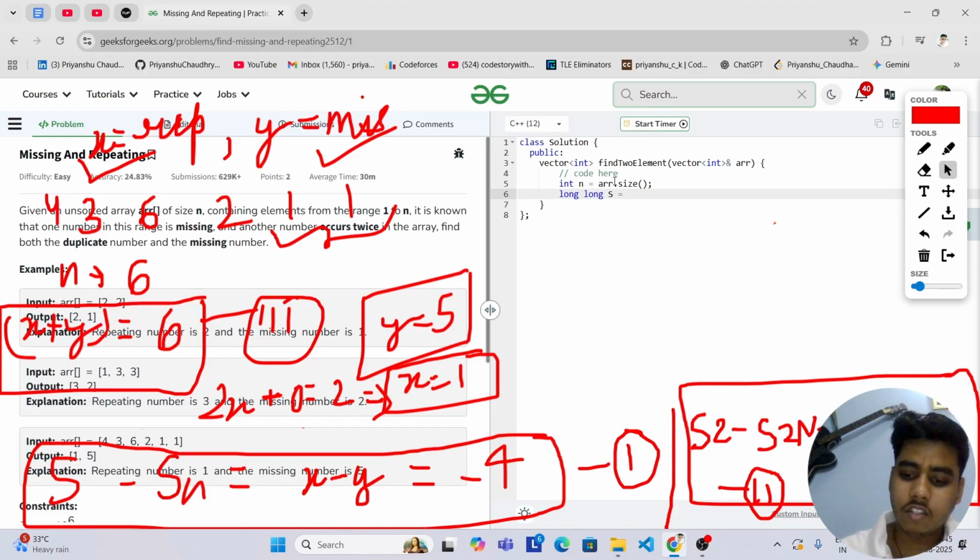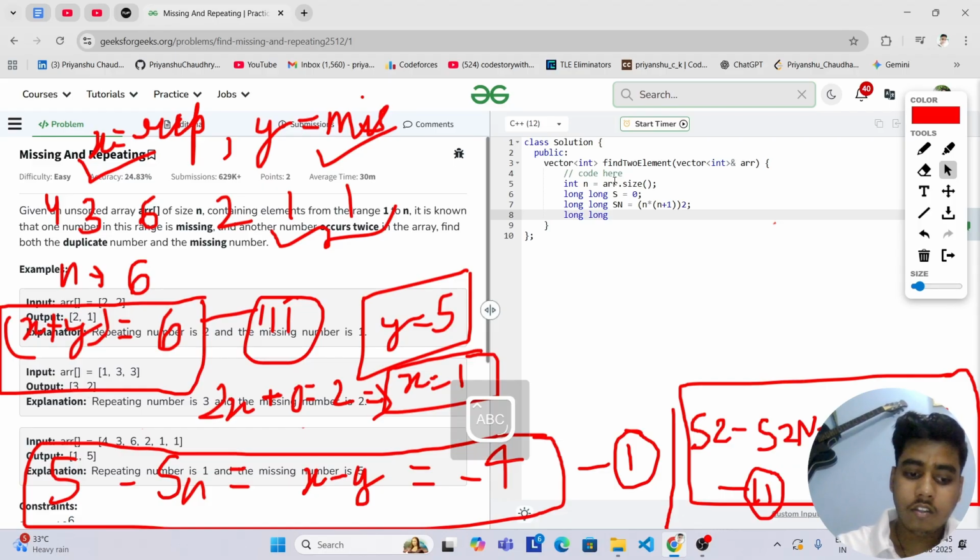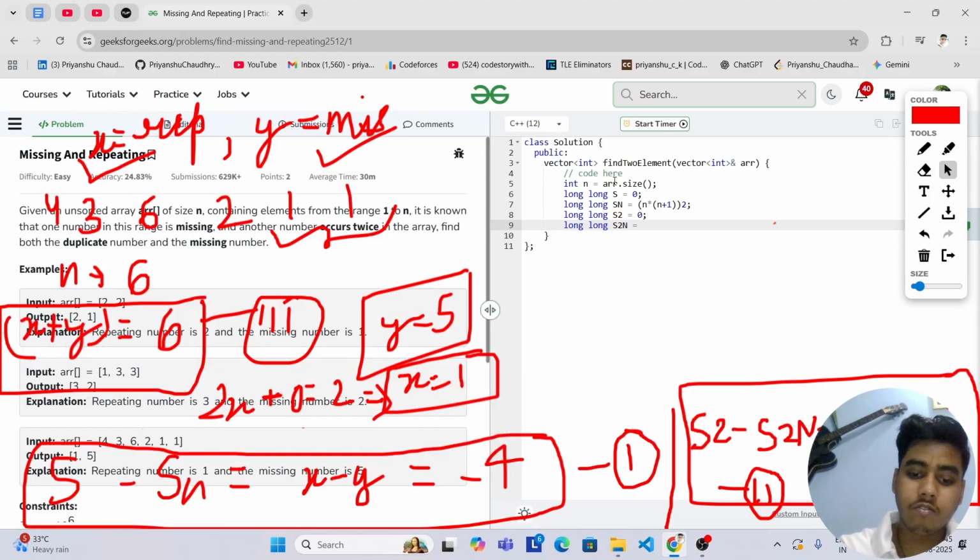All right, so s will be, in the starting, 0, and we will calculate it using a for loop. And we all know Sn is nothing but the sum of the first n natural numbers, and we all know the formula, n into n plus 1 by 2. We have to form another equation, so we will have s2. So s2 will be initialized with 0, and the rest we will calculate using a for loop, and s2n will be nothing but the sum of squares of the first n natural numbers. We also know the formula, n into n plus 1 into 2 times n plus 1 by 6.